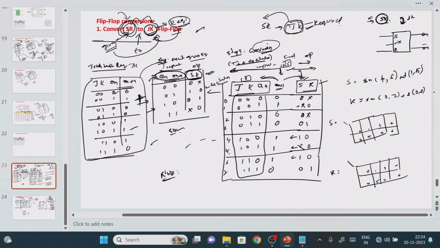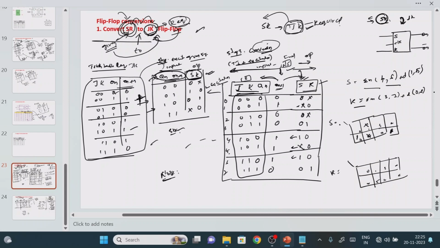Now you plot the minterms of S and the minterms of R. So what are the minterms? 4, 6, right? Then don't care for R: 1, 5. So what is the answer? The don't cares for R are not required, right? So what is the input value?